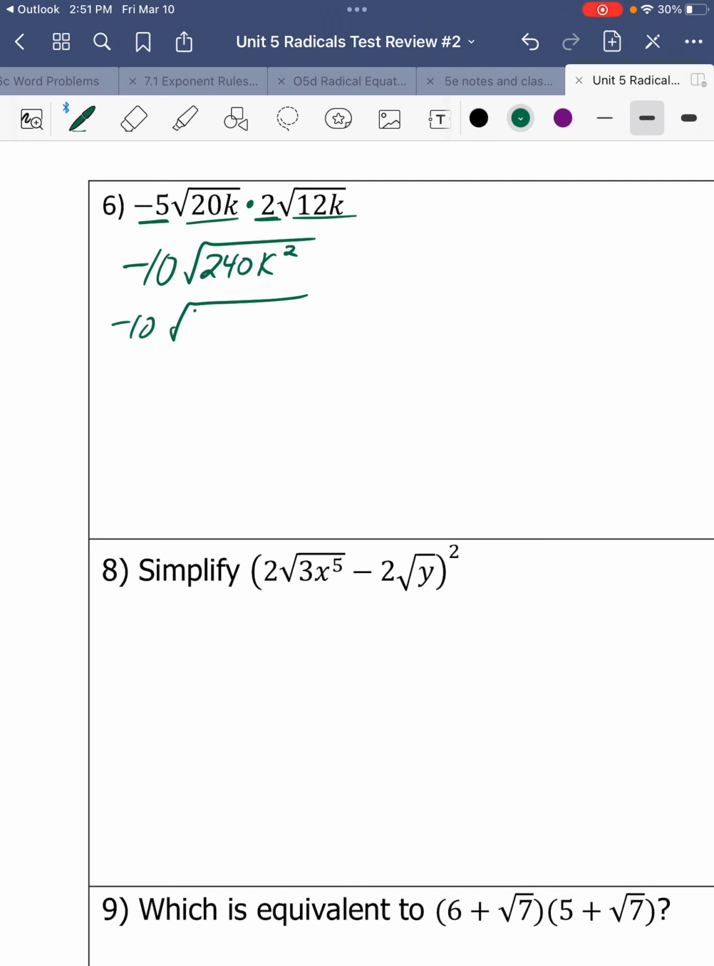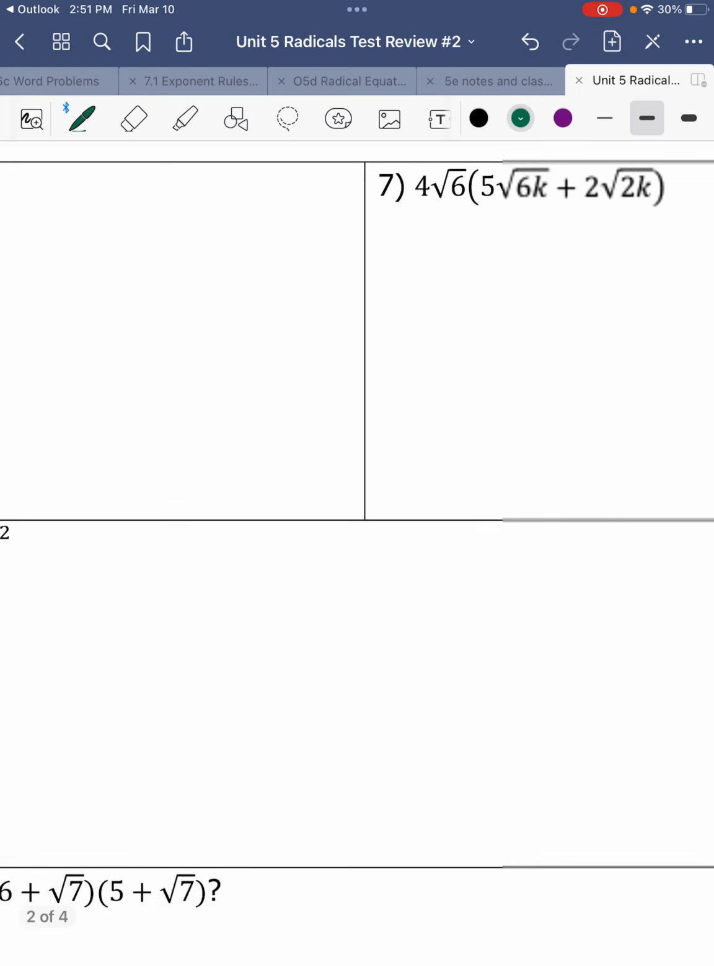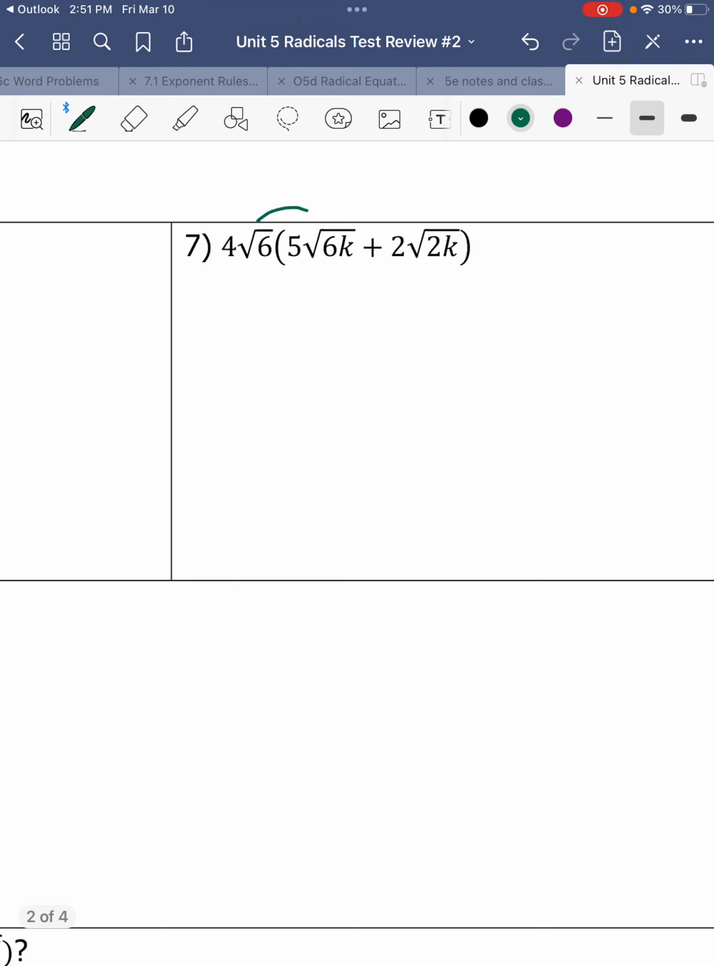So we have the square root of 240. Biggest perfect square is 16. 16 times 15, and k squared. Square root of 16 is 4. Square root of k squared is k. And what's left is 15. So that's going to be a negative 40k square root of 15.